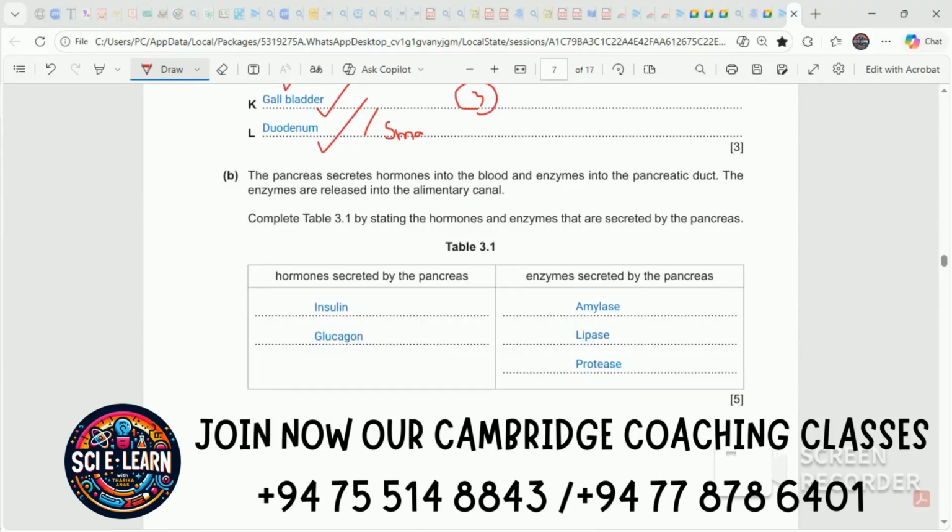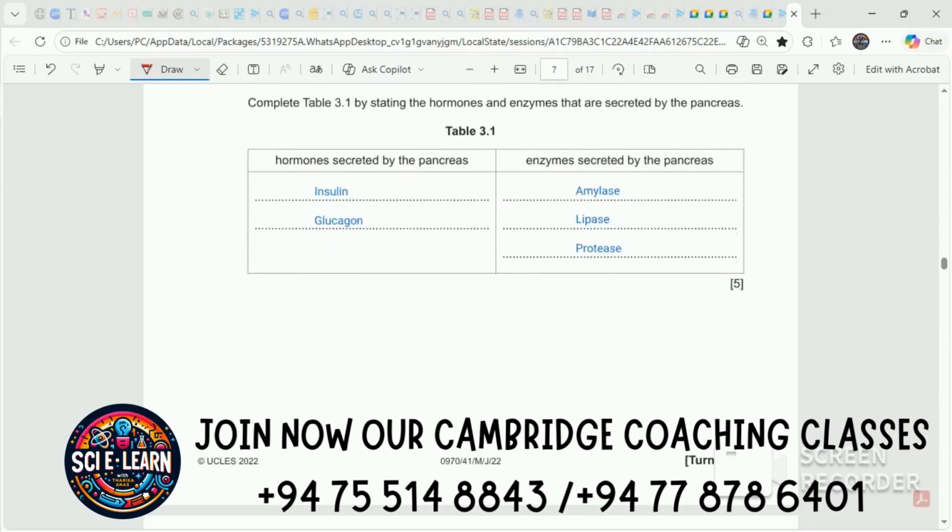Next, the pancreas secretes hormones into the blood and enzymes into the pancreatic duct. The enzymes are released into the alimentary canal. You have to complete the table. Hormones secreted by the pancreas: yes, it is insulin and glucagon.